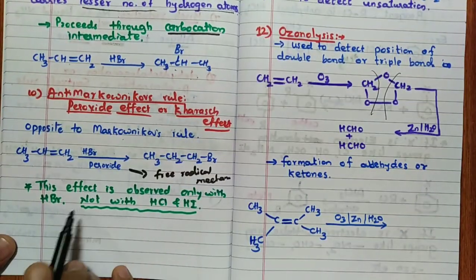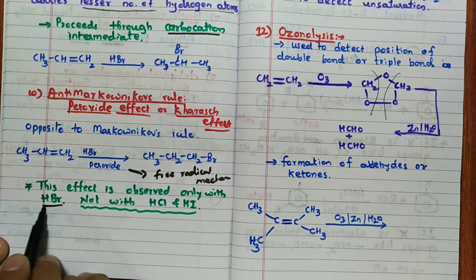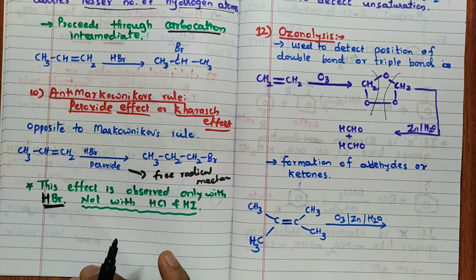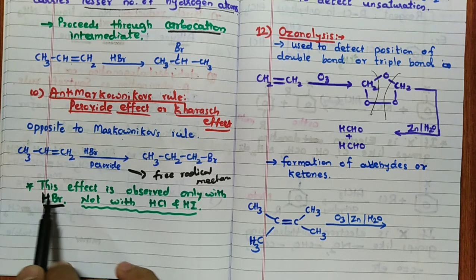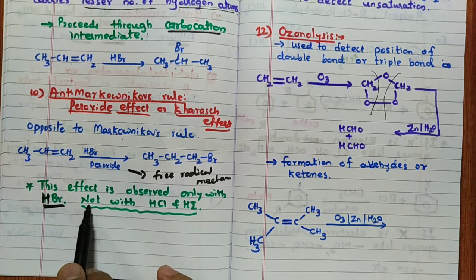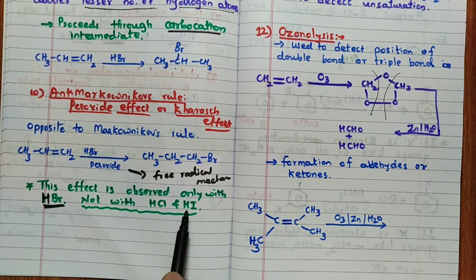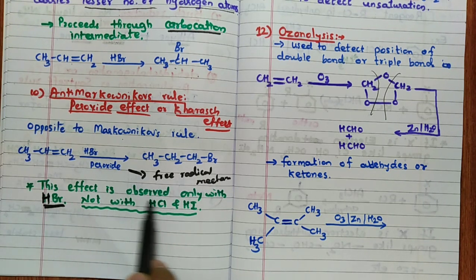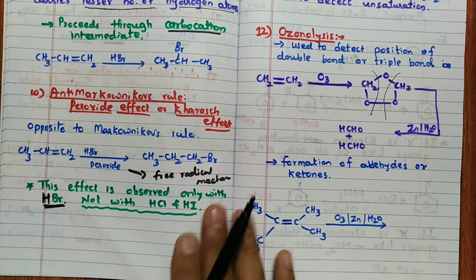Very important: the effect is observed only with HBr. Very, very important point. Why? I have explained all these reasons in the hydrocarbon chapter, which you can see. This effect is observed only with HBr, not with HCl and HI. With HI, a free radical forms but immediately reacts with another iodine. HCl is difficult to break homolytically, and homolytic cleavage is needed for a free radical. Hence this effect is observed with HBr.